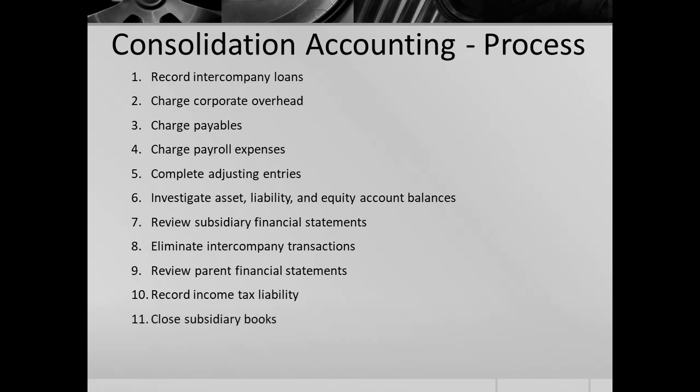The next one is close subsidiary books. Depending upon the accounting software in use, it may be necessary to access the financial records of each subsidiary and flag them as closed. This prevents any additional transactions from being recorded in the accounting period, which is closed. Then the next one, close parent company books, means flag the parent company accounting period as closed.